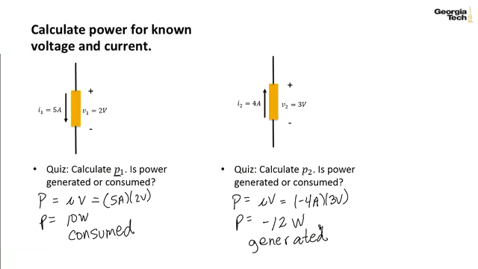So by our convention, if the current is flowing downhill from plus to minus, and you have a positive voltage, positive current, then we have a positive power is consumed. In the other case, power is flowing from minus to plus, so we end up with a negative power. Remember that negative power is generated.